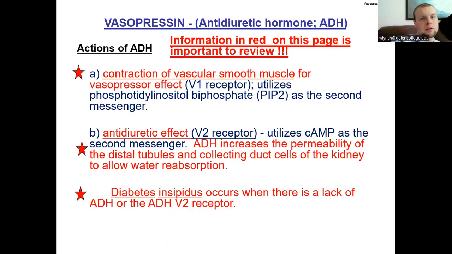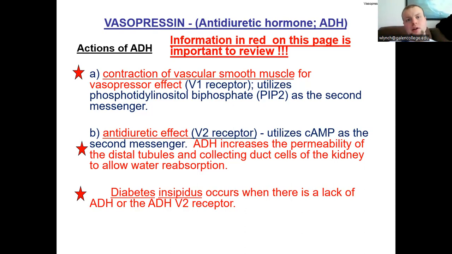So our first hormone of note that we're going to go through is vasopressin, or ADH. ADH is antidiuretic hormone, antidiuresis. Main effect is to conserve water. So it's going to have a couple of different actions.